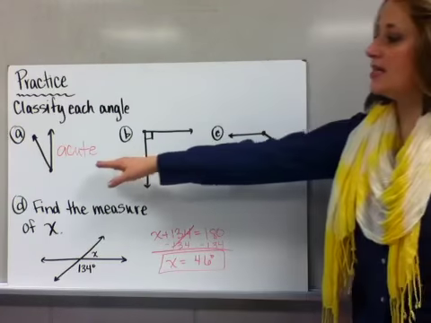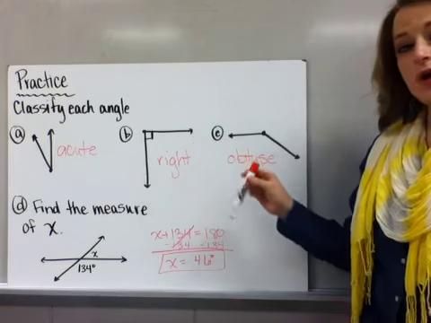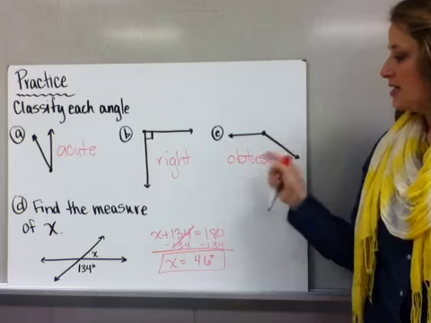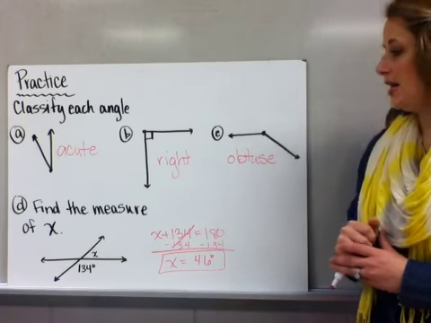For practice A, it is acute because it is smaller than 90 degrees. For B, that is a right angle. I know that because of the tiny box in the corner of the angle. C is an obtuse angle because it is greater than 90 but less than 180 degrees.